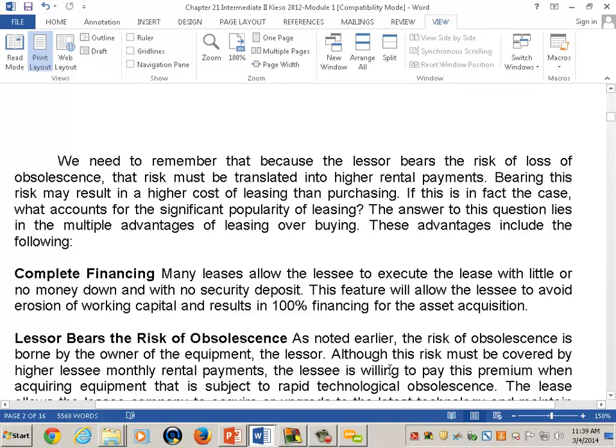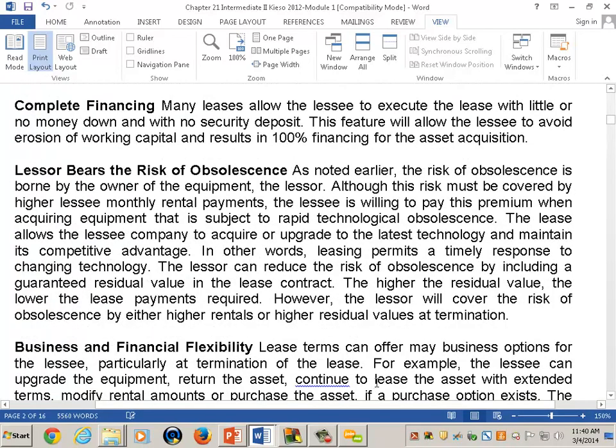And I think the first thing you have to think about is the notion that the lease contract is going to really keep most of the risk of obsolescence with the lessor. So let me go over a couple of things with you. I'm not going to read these with you, but obviously there are some substantial benefits for leasing for the lessee. Obviously, there's no money down in some of these leases, so you can get complete financing. In other cases, and you can read this, business and financial flexibility.